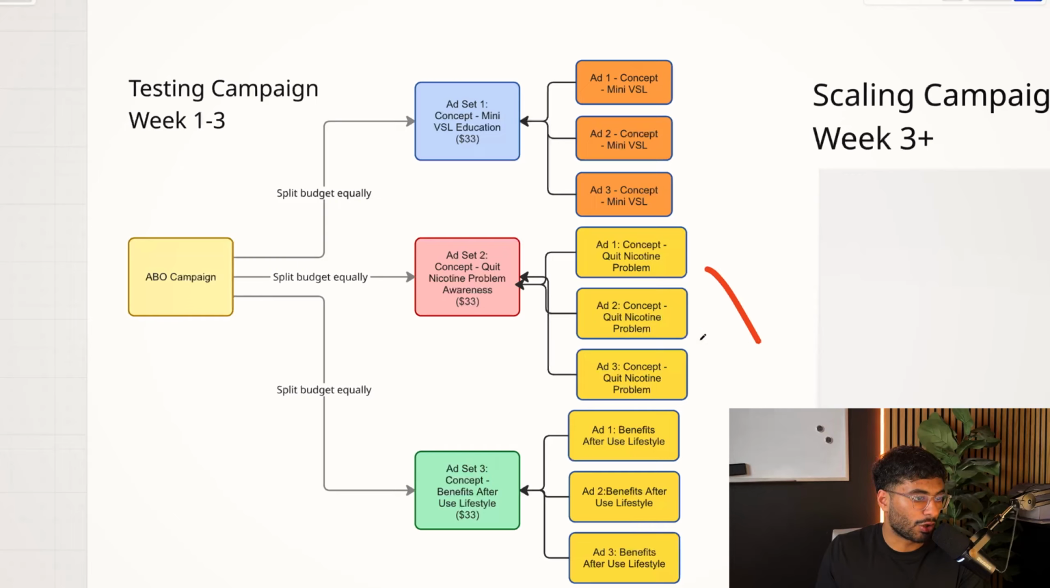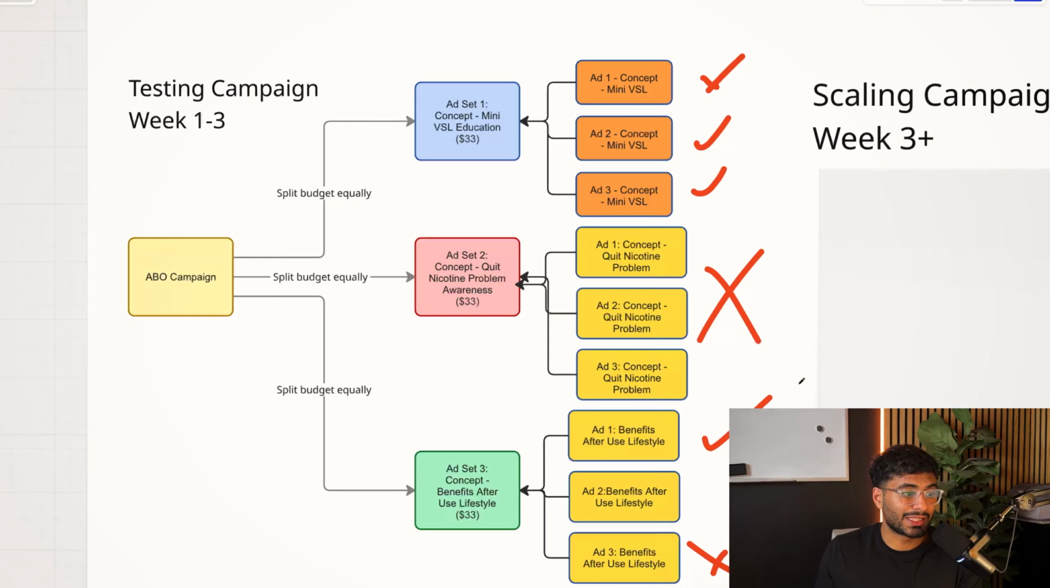Maybe none of these are winners, but we got 2 winners on the mini VSL education side. And then we have one of these, the benefits after use for some period of time, is a winner. And the rest of these are not winners. That's typically good. I mean, if you could get 3 ads out of 9 ads you're testing as winners, that's not bad numbers. You're about a 33% hit rate.